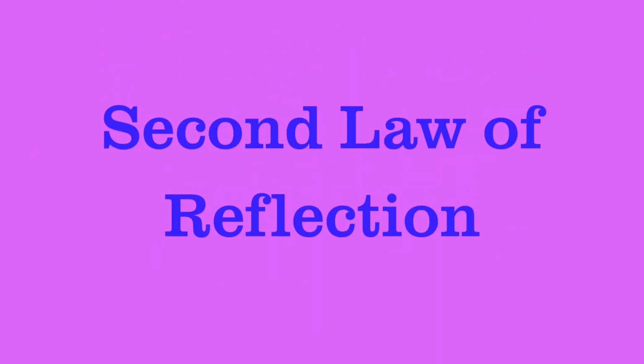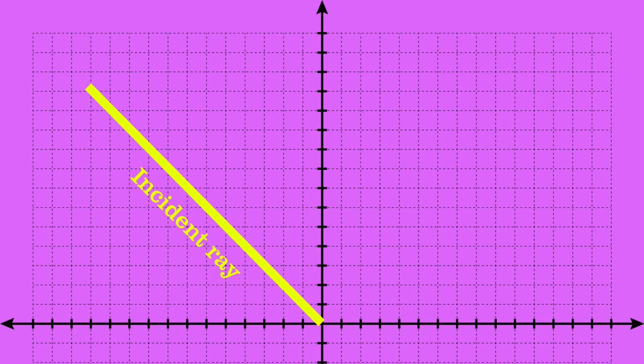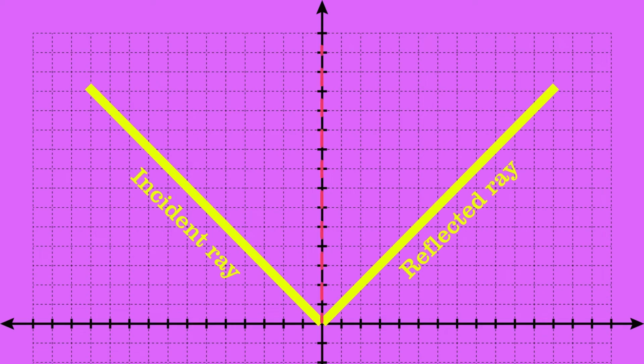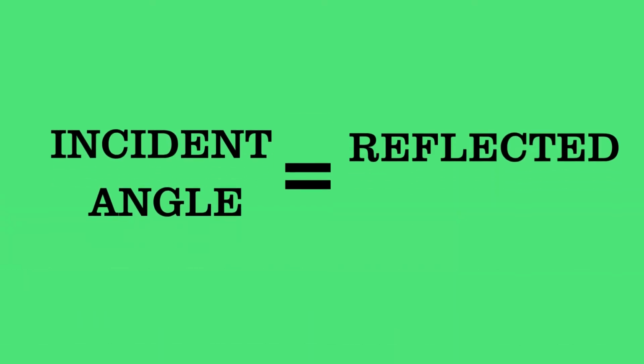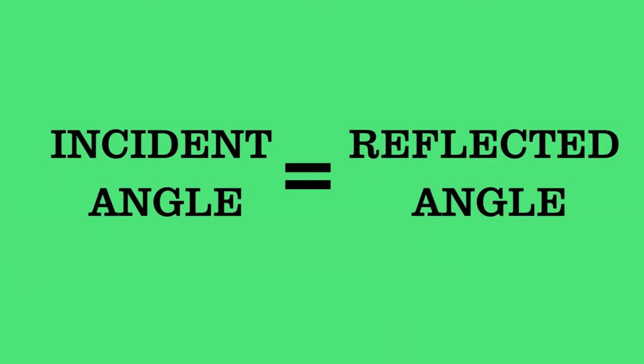There's a second law of reflection too. It says the incident ray, the reflected ray, and the normal all lie in the same plane. No matter the angle, the rule stays the same. The incident angle equals the reflected angle. It's predictable, precise, and always works for flat surfaces.